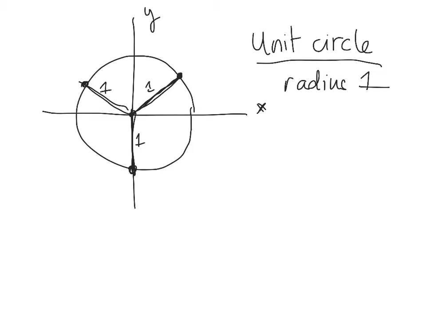So the unit circle has specific coordinates on the outside of this perimeter. We are interested in the coordinates at 30 degrees. Let's say this is 45 and 60. So we want to know the coordinates at these three angle measures.